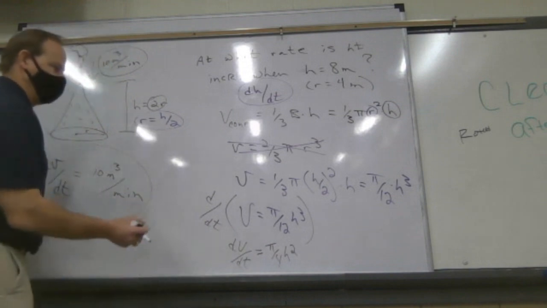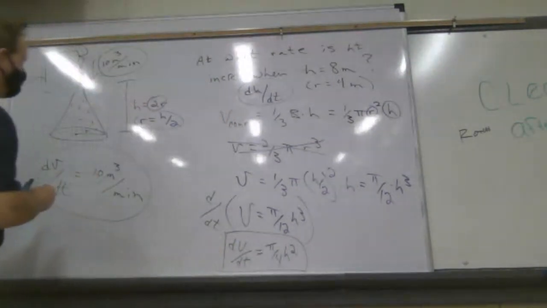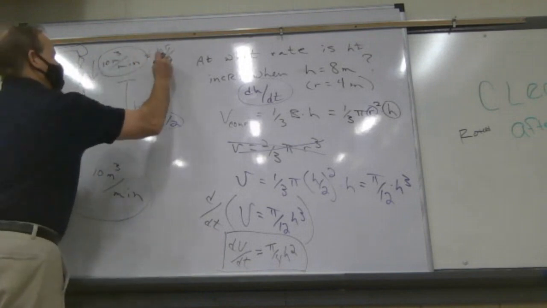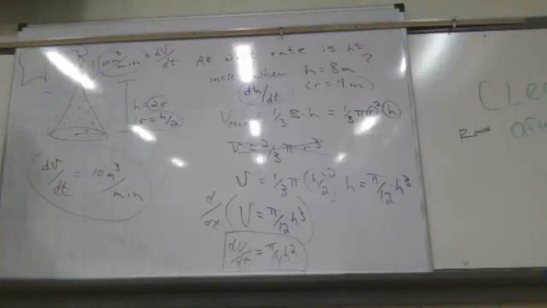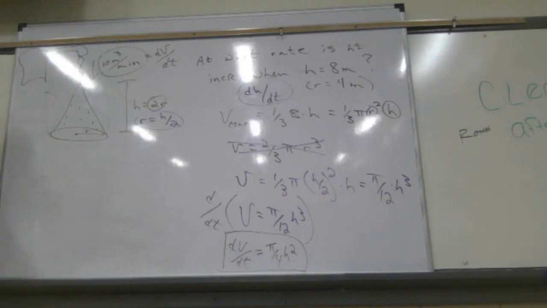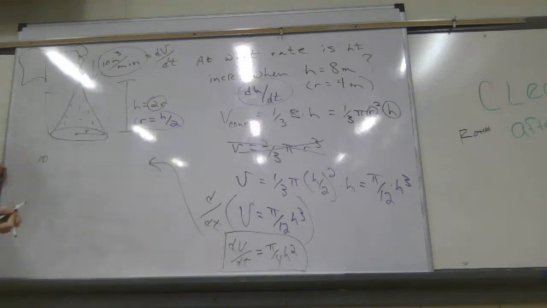What do we know? dV/dt. So we have this. I need to come back and I'm running out of room. So I'm going to put this, dV/dt, up here and give myself some room to work. Hopefully you can see the whole board here, but I'm going to try and get this one finished up. So dV/dt is 10. So right here, I'm just going to rewrite this. So 10 cubic meters per minute equals pi over 4 times h squared, right?